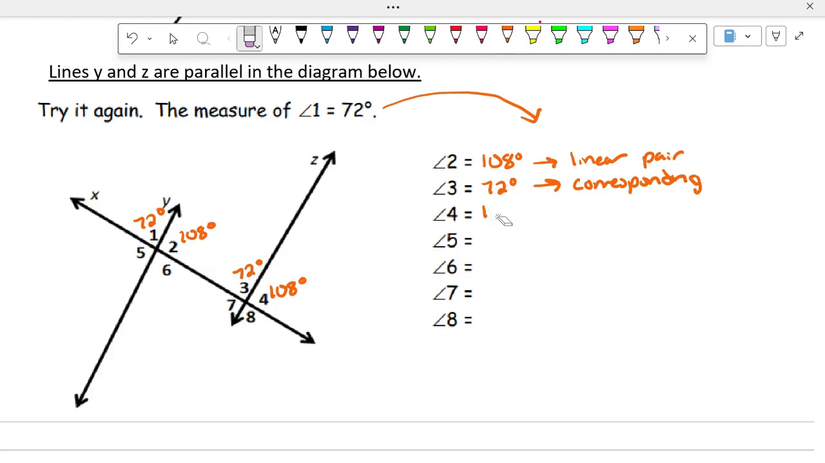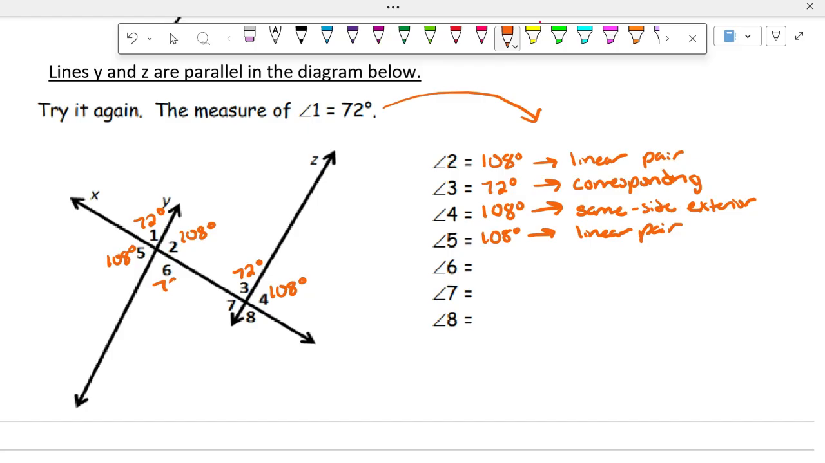What's the relationship between 1 and 4? It's not corresponding. I thought you were saying 2 and 4. Nope. So 1 and 4, what's the relationship? Same side exterior. Good. So now Jared can't speak anymore. All right. Angle 5. It's 108. So now Carolina can't speak anymore. What's the connection? It's a linear pair. So now Abigail can't speak anymore. What about 6? 72. So now Michael can't speak anymore.